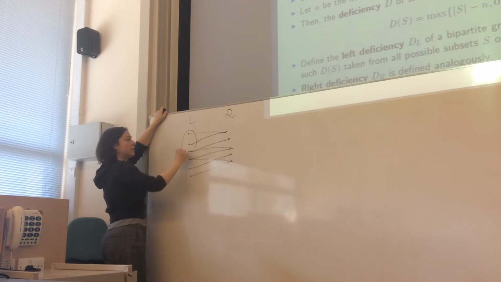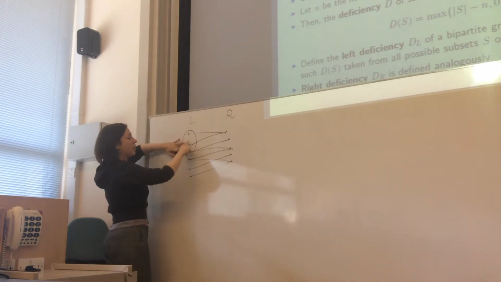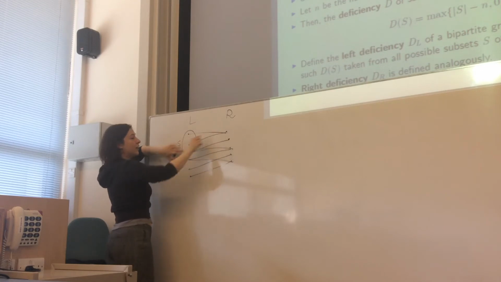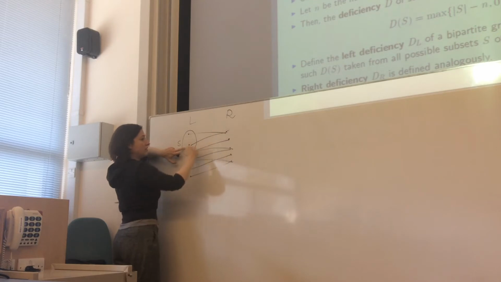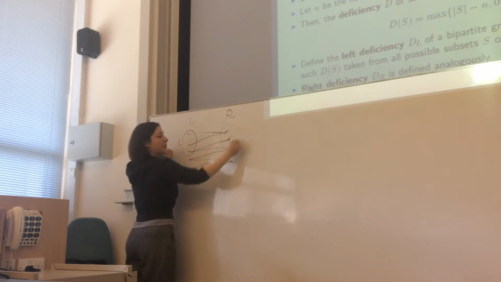And look, this is my subset S. Now I look at how many nodes on the right-hand side are connected. This goes to this one, that one, and this is connected also to this one. So n is 3 then.